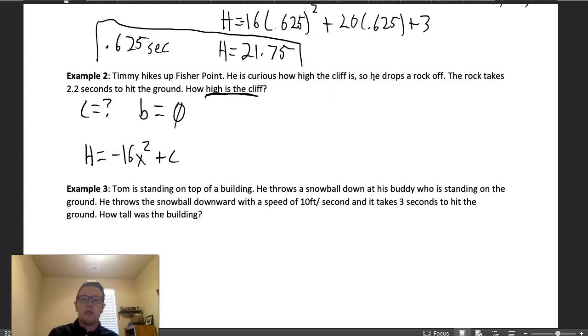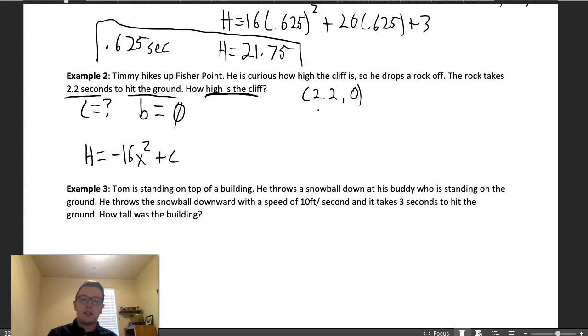What else do we know here? We know that at 2.2 seconds, the rock hits the ground. Or in other words, at a time of 2.2 seconds, what is our height? Our height is at the ground level, or our height is 0. So we also have the point 2.2, 0. Now we have an equation and we have a point. From here, all we're going to do is substitute this point into this equation. Go ahead and do that and figure out what our value for c is, what the height is.